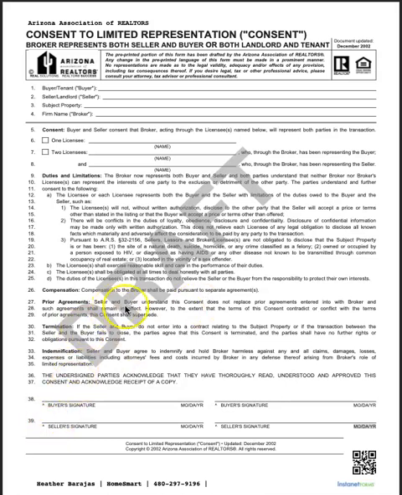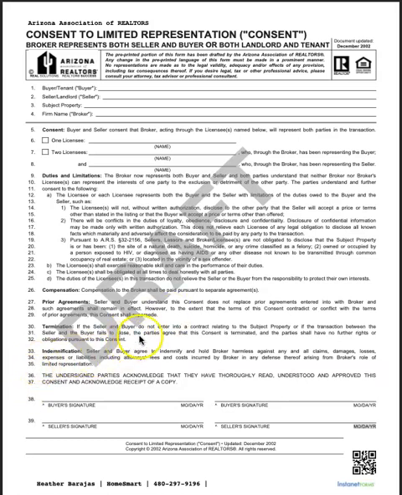Prior agreements: seller and buyer understand this consent does not replace any prior agreements entered into with broker, and such agreements shall remain intact and in effect. However, to the extent that the terms of this consent contradict or conflict with the terms of prior agreements, this consent shall supersede. So if we have some sort of agreement where it doesn't line up with this particular agreement, this agreement is going to supersede any other agreement that we have in place.